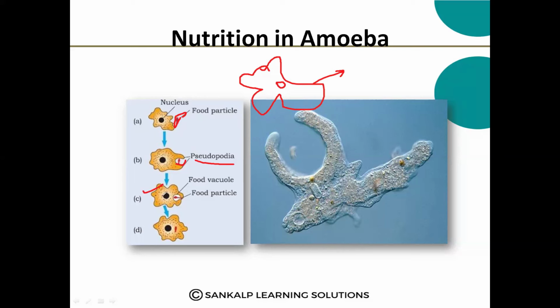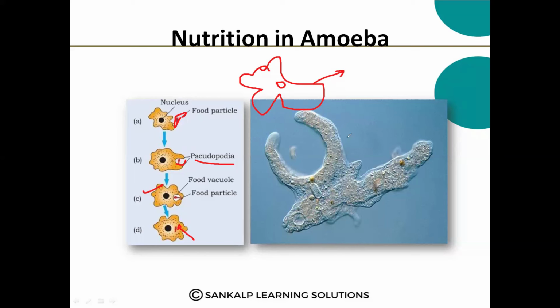So in this picture, you can see how the food particle is covered by the pseudopodia and it is engulfed inside the cell. Inside the cell there is a food vacuole that helps with the digestion of the food particle, right? Like this, the amoeba gets its nutrition.